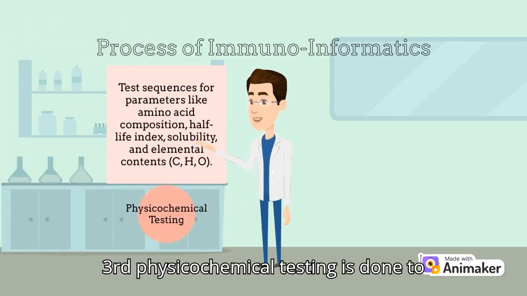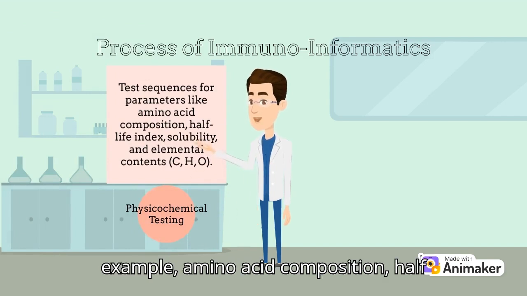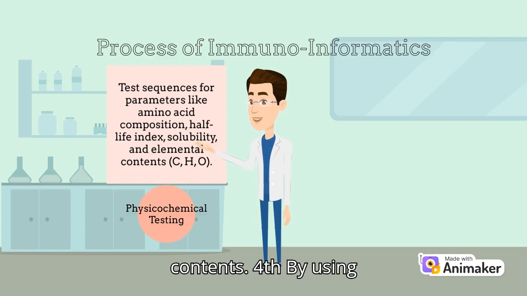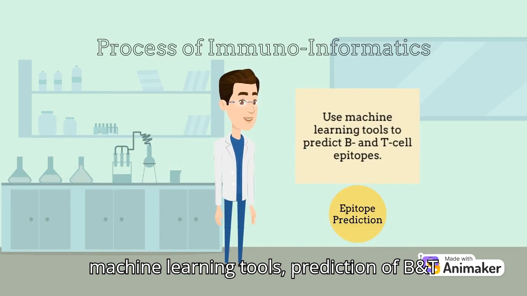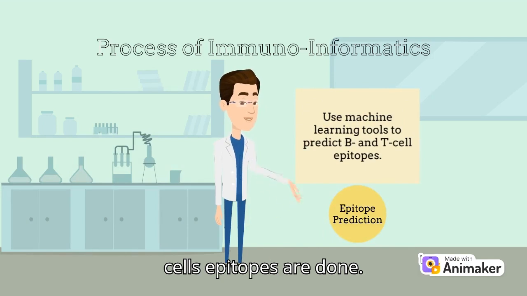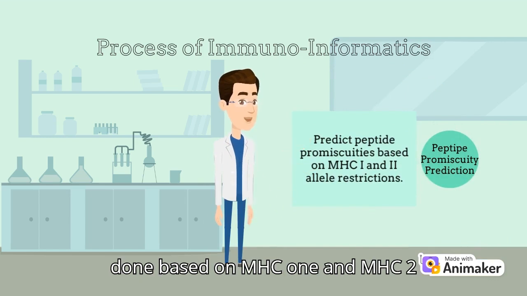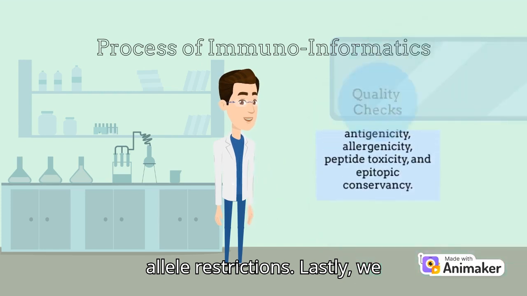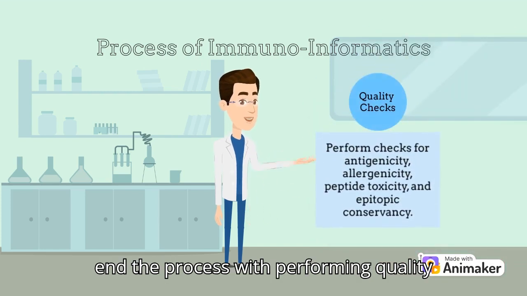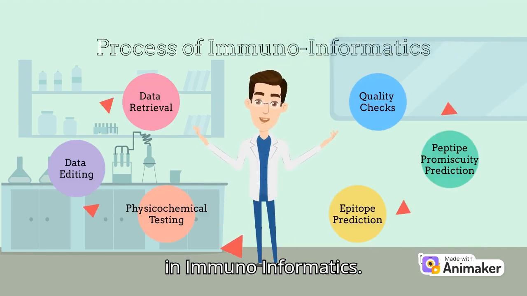Third, physicochemical testing is done to test sequences for parameters, as an example, amino acid composition, half-life index, solubility, and elemental contents. Fourth, by using machine learning tools, prediction of B and T cell epitopes is done. Fifth, peptide promiscuity prediction is done based on MHC1 and MHC2 allele restrictions. Lastly, we end the process with performing quality checks. That's all for the process part in immunoinformatics.